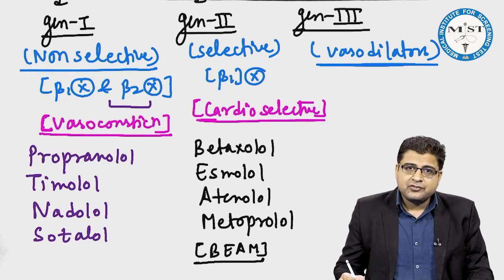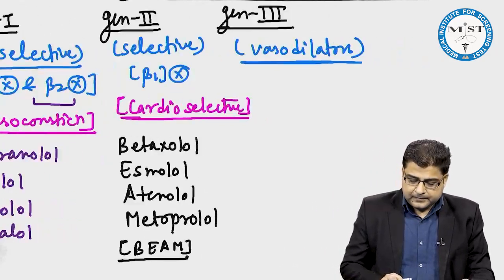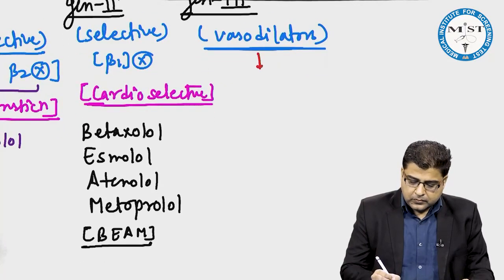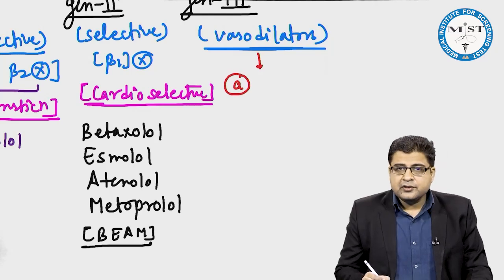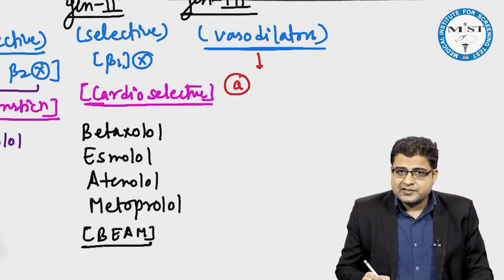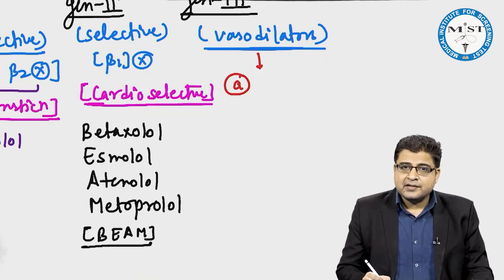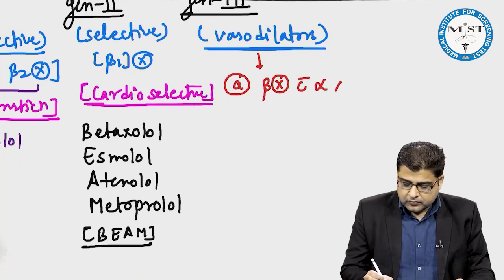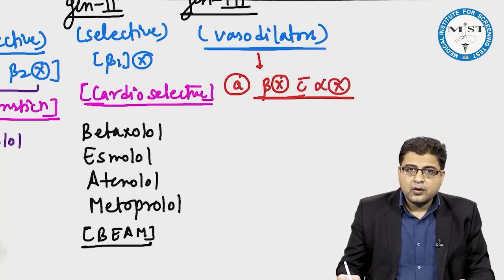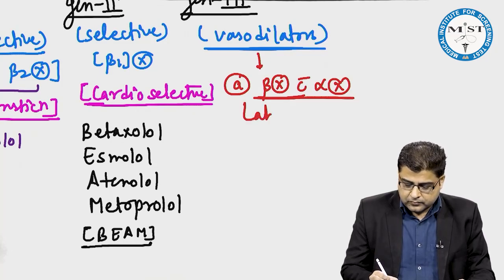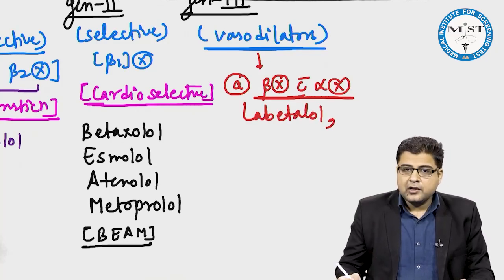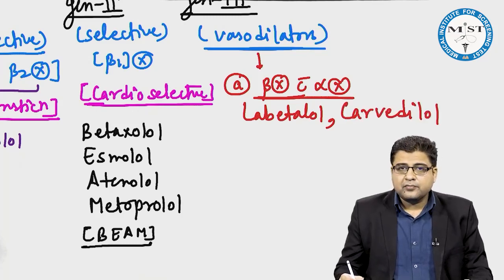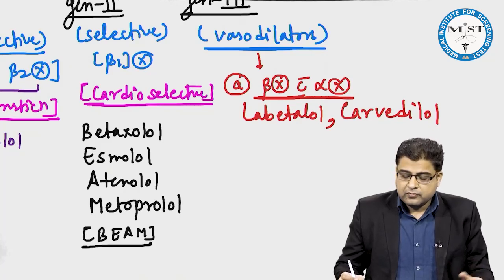What are the examples of generation 3 medicines? We'll discuss that. There is one group of beta blockers which also block alpha receptor. And by blocking this alpha receptor, medicines have vasodilator property. Examples of these medicines are labetalol and carvedilol.